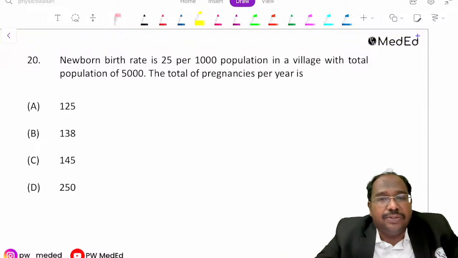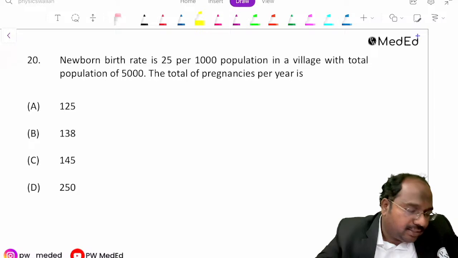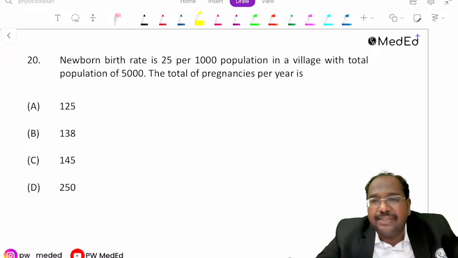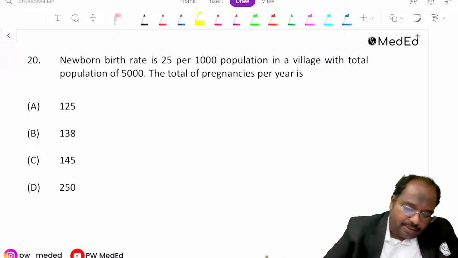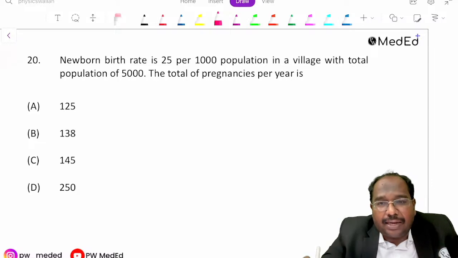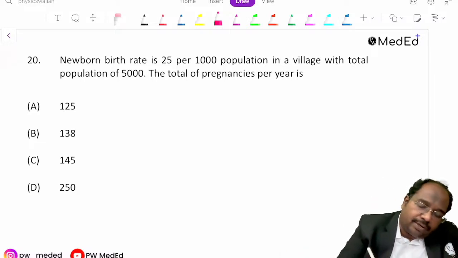Answer the next question. The birth rate is 25 per 1000. Estimate the total number of pregnancies. The question is asking to estimate the total number of pregnancies. Nowadays I am seeing one or two such problems in your exam. So here is the formula to calculate total pregnancies.